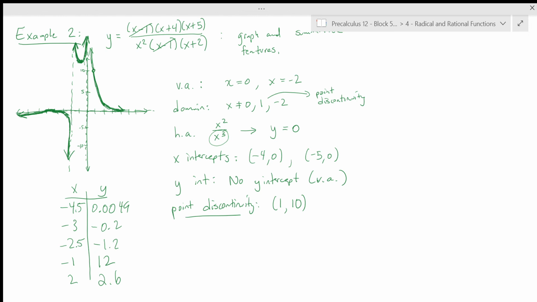So just to run through one more time our steps: start with vertical asymptotes and domain, then horizontal asymptotes, x-intercepts and y-intercepts, and point discontinuities you can plug in at this point, and then also do your strategic table of values just so that you know what's going on.